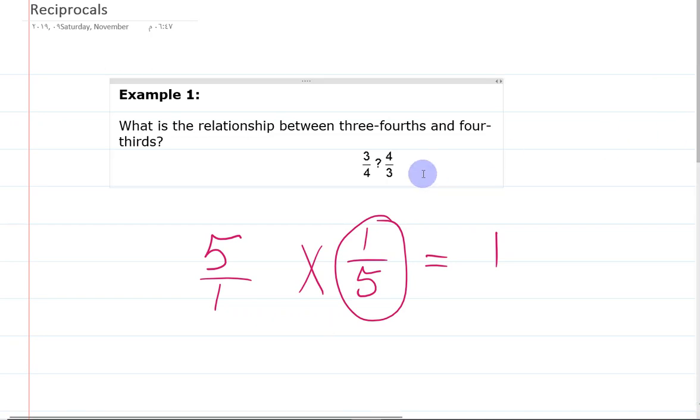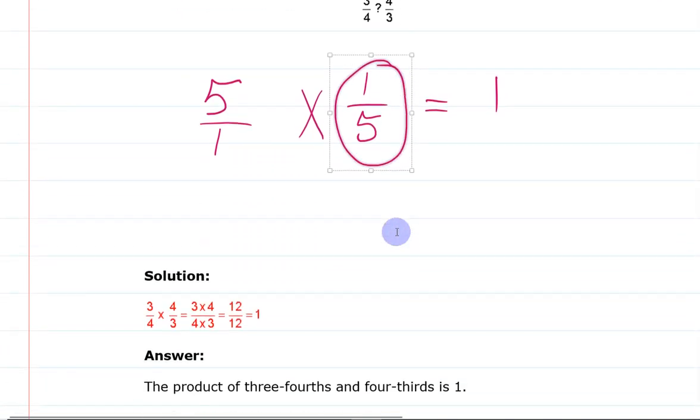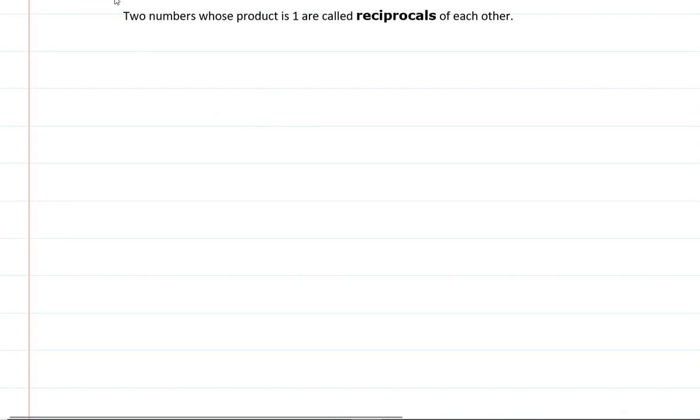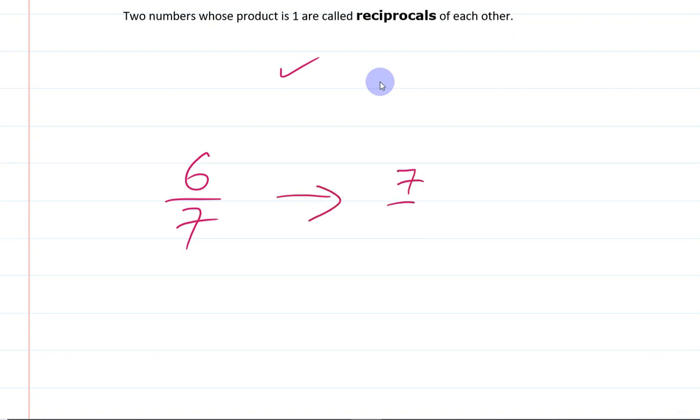So if I ask you without any calculations, this is the definition: two numbers whose product is 1 are called reciprocals. If I tell you 6/7, without making a multiplication, or if I ask you what the reciprocal of it is, you will tell me immediately it will be 7/6, upside down the fraction. That's it.